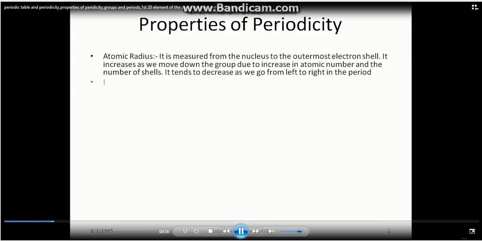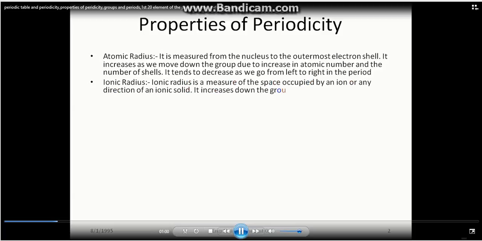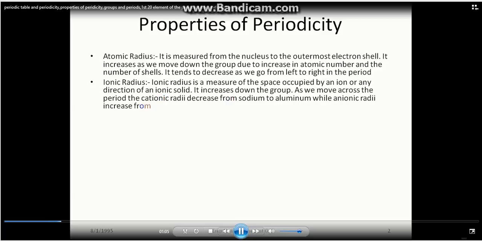Ionic radius. Ionic radius is a measure of the space occupied by an ion in an ionic solid. It increases down the group. As we move across the period, the cationic radii decrease from sodium to aluminum, while the anionic radii increase from phosphorus to chlorine.